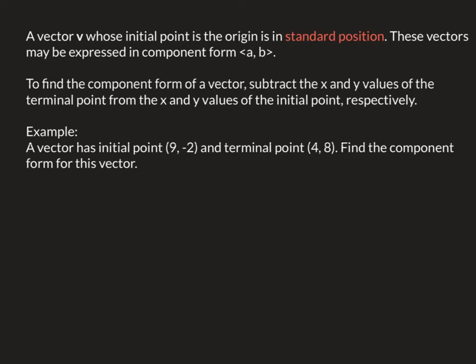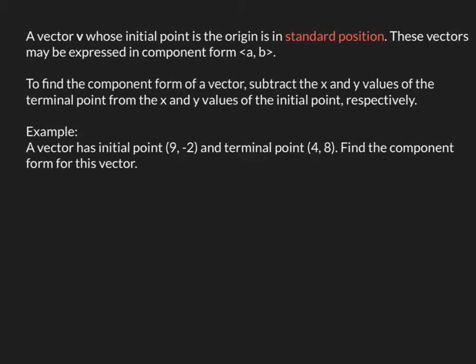Now notice that the component form for a vector has both an x and a y value, but it has pointed brackets around it, so it's denoted as a vector as opposed to a simple ordered pair. In order to find the component form of any vector, you're just going to subtract the x and y values of the terminal point minus the x and y values of the initial point.